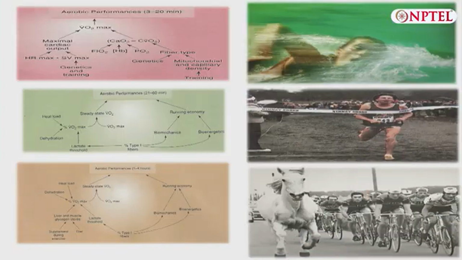So, when we talk about the aerobic system, what is important is how long you can continuously do the activities. For that, VO2 max is important, the maximum oxygen uptake capacity. It depends on your maximum cardiac output and your AVO2 difference.